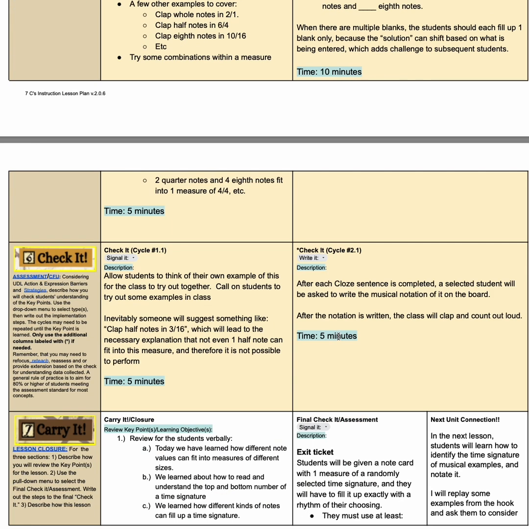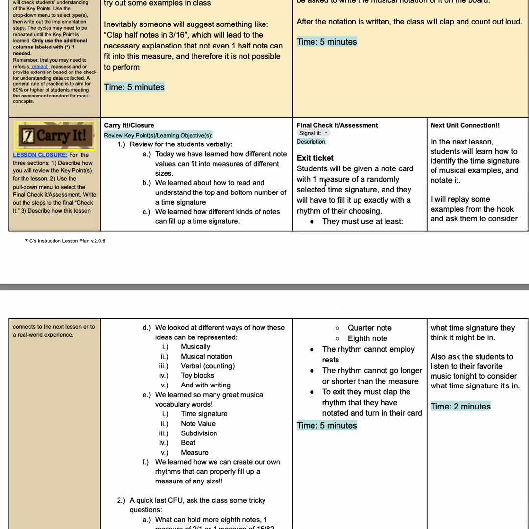Okay, and then the exit ticket is the last part of the lesson. They're going to be given a note card which they can fill up with any note values that they want, to fill it up exactly. This gives them an opportunity to be creative. It also demonstrates that they have understood what the lesson was about.